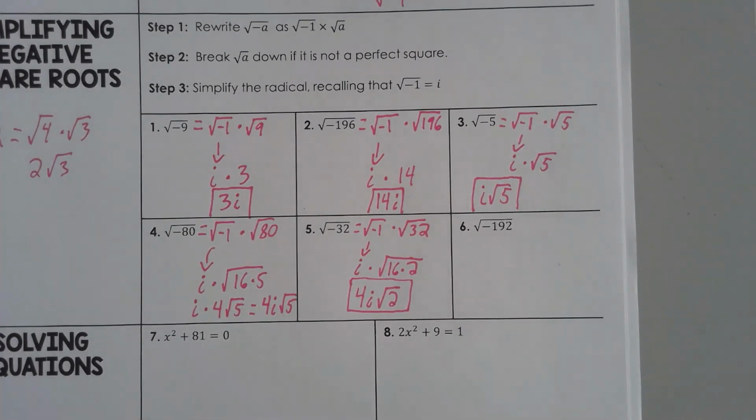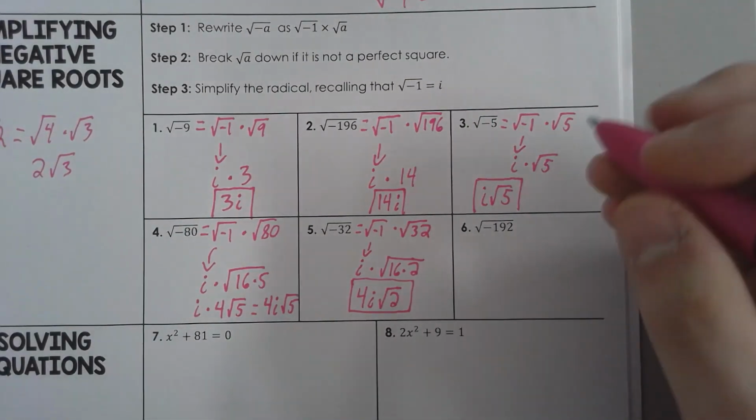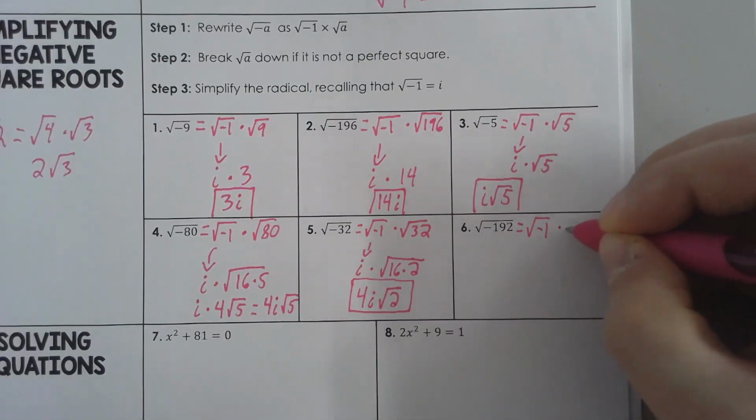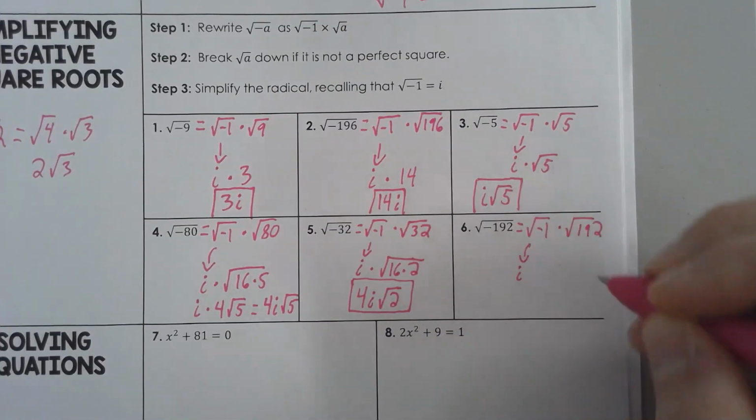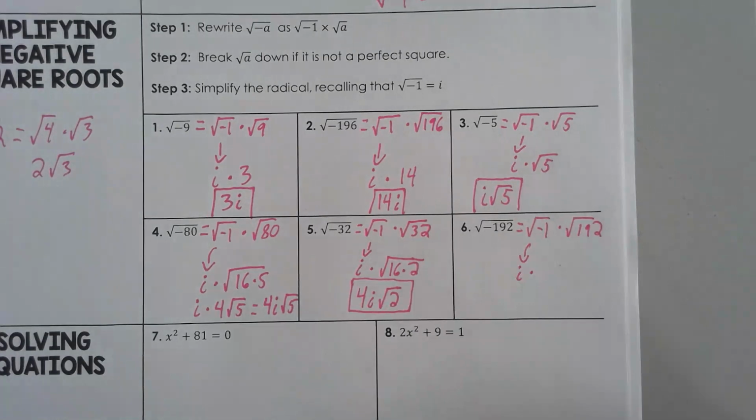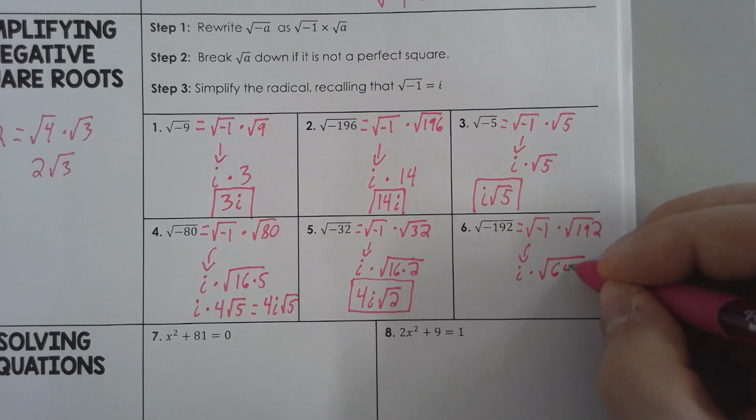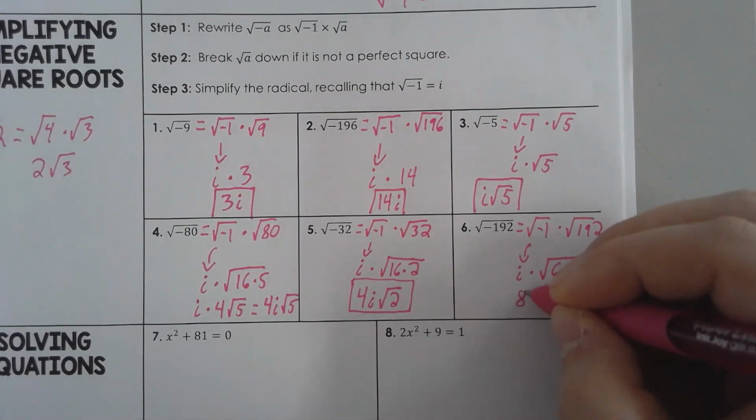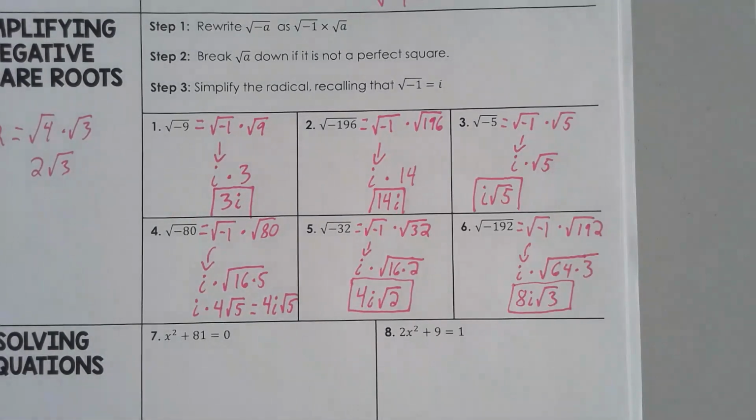Alright, Ella, did you get number 6? What did you get? Square root of -192 is square root of -1 times square root of 192. And then square root of 192 is square root of 64 times 3. Good. And then it would be 8I square root of 3. Perfect.